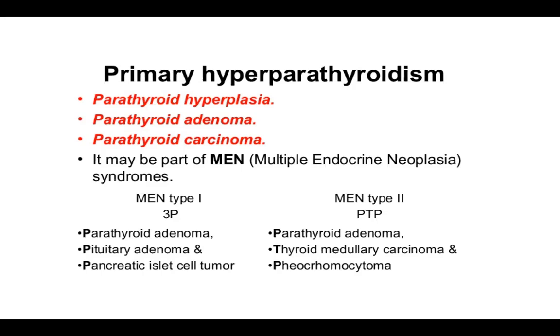When you see a parathyroid adenoma in a patient, you should consider it can be a part of MEN syndrome, like multiple endocrine neoplasia. You will have to see whether this is MEN 1 or MEN type 2. In MEN 1, there are 3 Ps: parathyroid adenoma, pituitary adenoma, and pancreatic islet cell tumor. And in MEN type 2, there is parathyroid adenoma along with thyroid medullary carcinoma and pheochromocytoma.